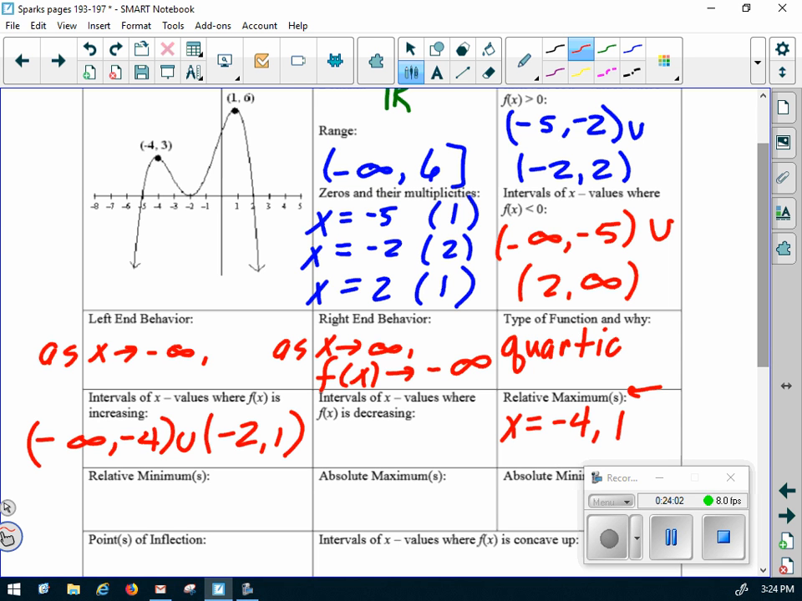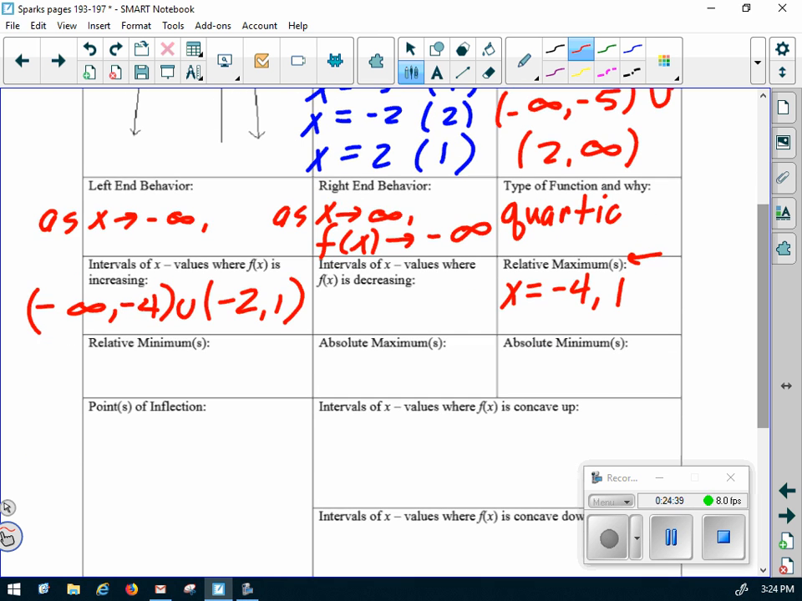Question, can a relative maximum be an absolute maximum? Yes, because the definition of a relative maximum is where the graph changes from increasing to decreasing. So both of those are relative maximums. Do we have an absolute maximum? When x equals 1. That's where the absolute maximum is.